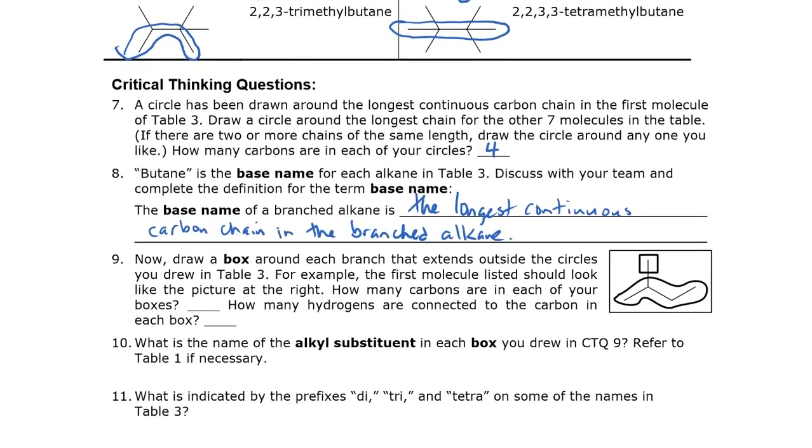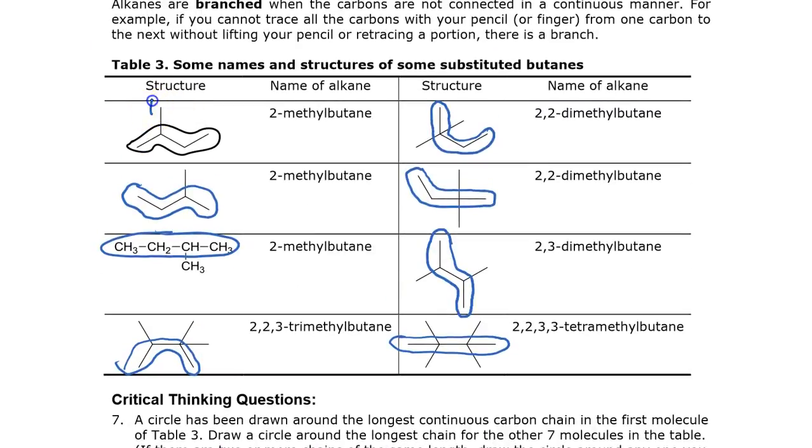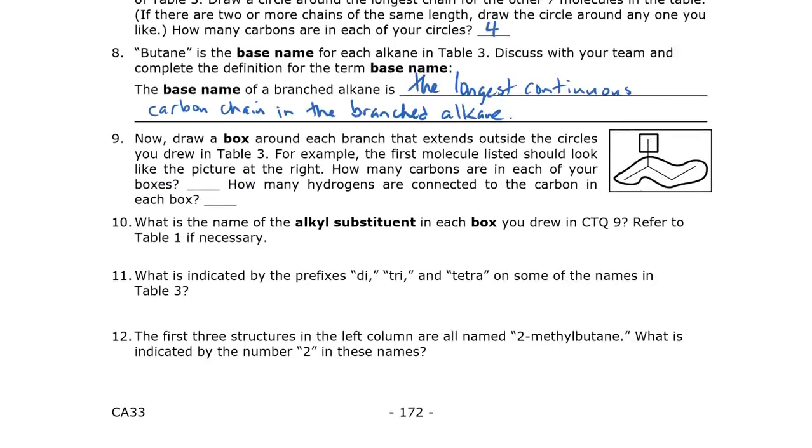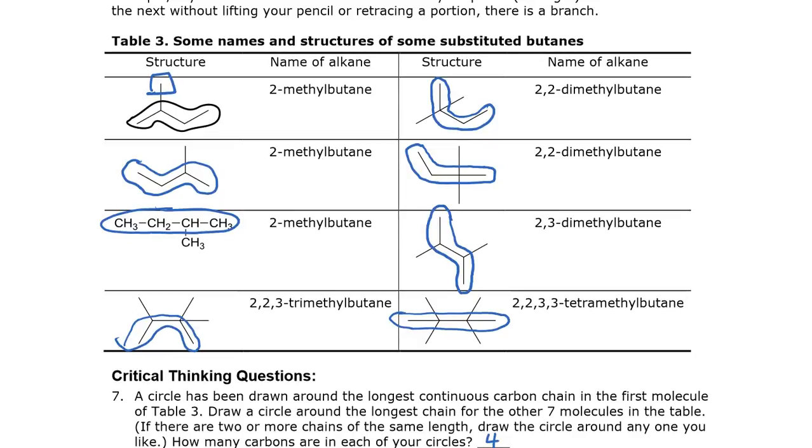Number 9. Draw a box around each branch that extends outside the circles. For example, the first molecule looks like this. So that would be this one. It would look like that. Put a box around it. How many carbons are in each of your boxes? Well, we can't do that until we've drawn the boxes. So pause the video and go up here and draw the boxes. Pause now.